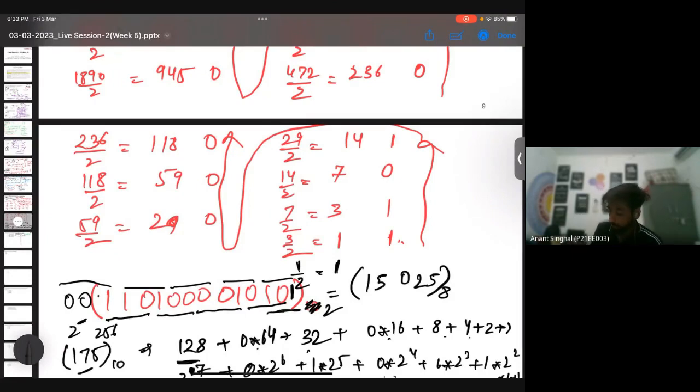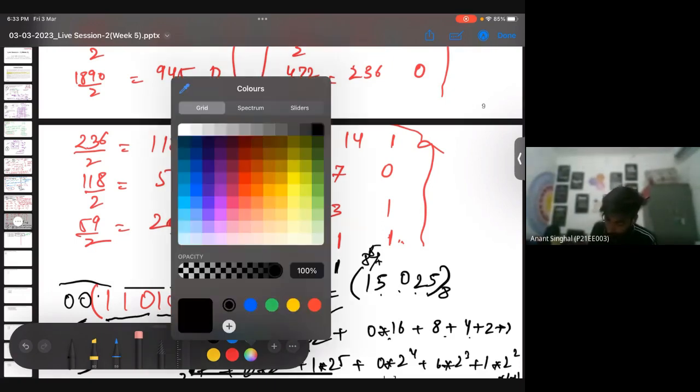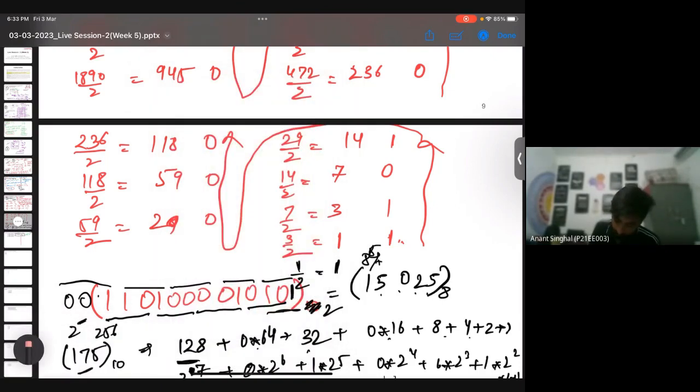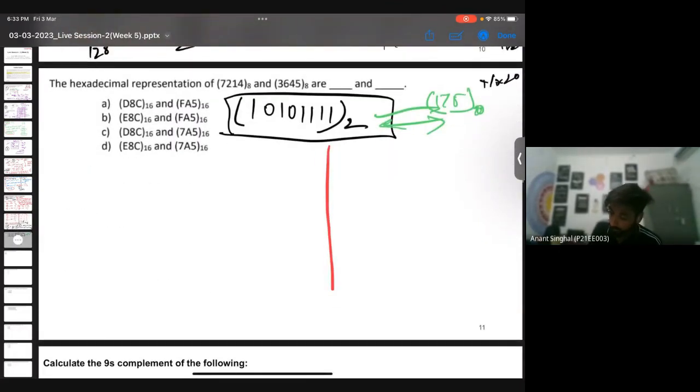You can check simultaneously by multiplying by consecutive powers of 8: 5 into 8 to the power 4, and similarly 4, 3, 2, 1, 0. You will get the decimal equivalent, so you can even check it by doing that. I hope it is clear. So I have one more question similar to this, which will further clear your doubts if you are having any. So let's take this. Now this question says, let me erase it first.